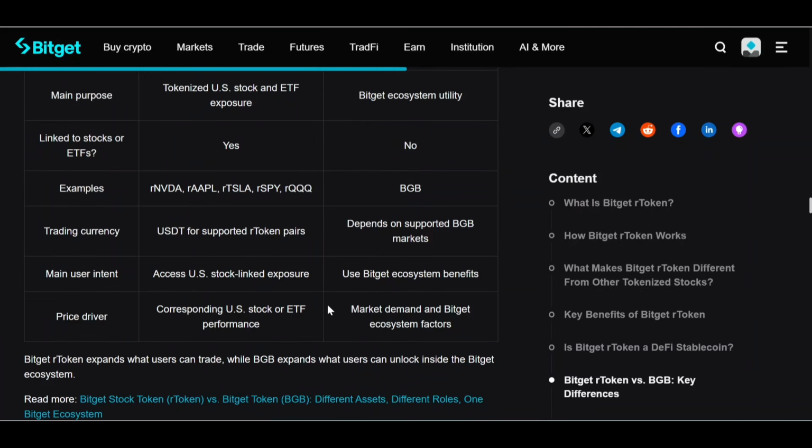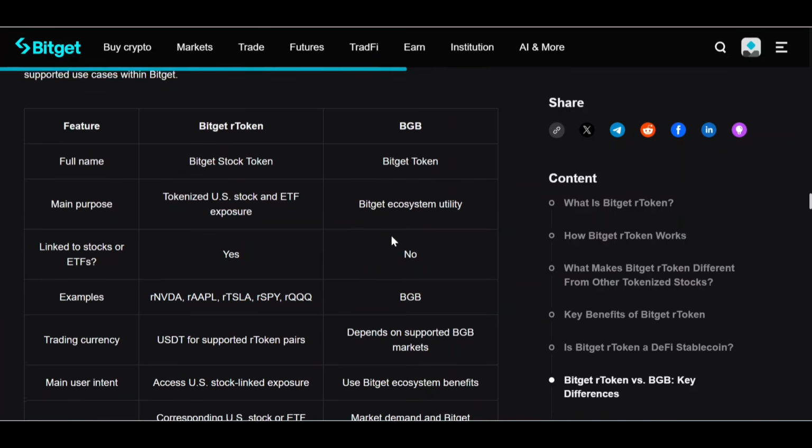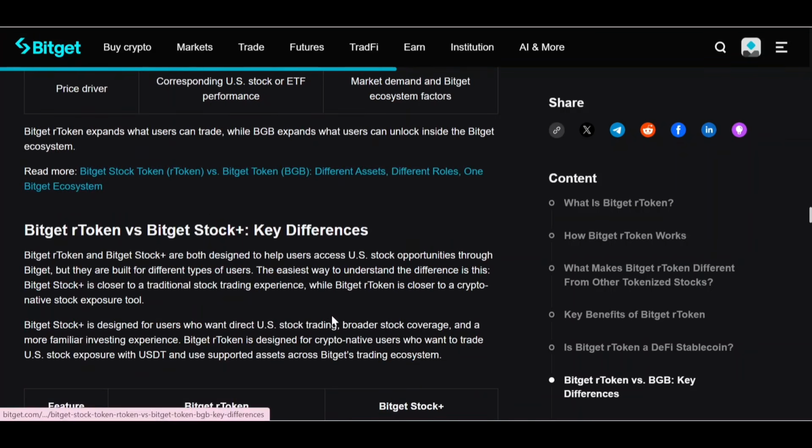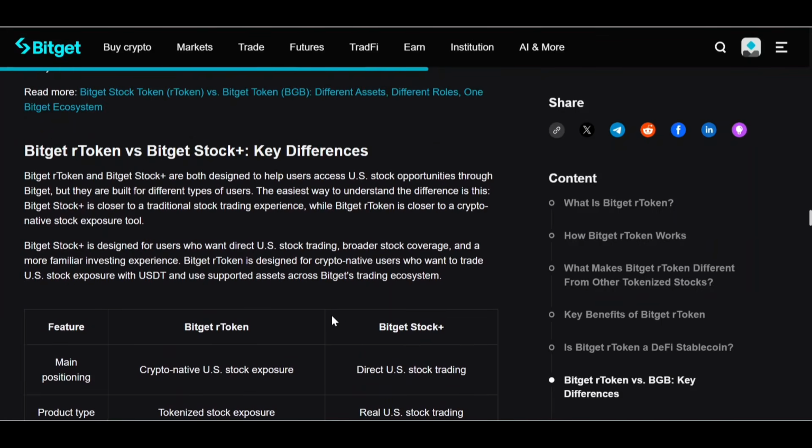But you can see some of the differences here, like you see USDT for supported rToken pairs, whereas this depends on supported BGB markets. And some examples of the rToken are Tesla, QQQ, NVIDIA, and BGB is just BGB because it's a utility token for the Bitget ecosystem. Okay, and again, this one is linked to stocks and ETFs, and then BGB is not. So yeah, you can see some of those differences there. Now it's asking me what is the difference between Bitget rToken and Bitget Stock Plus.